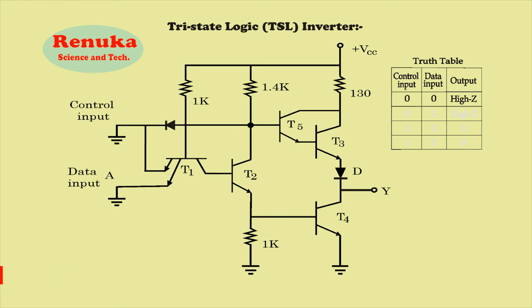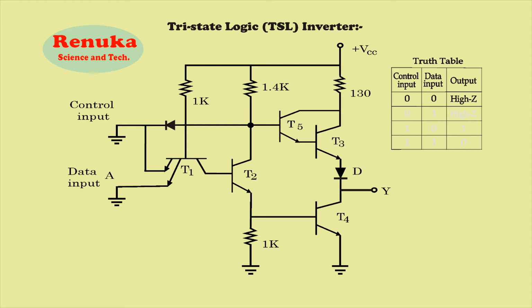If T5 is off, there will be no voltage at the emitter. So the base of transistor T3 is not getting any voltage. So right now T3 is also off. So here at the output you can see both the transistors are off: T4 is off, T3 is also off. In the previous TTL circuits, that is NOT gate, NAND gate, NOR gate, this condition was never arrived. One of the transistors was on and one was off, but here both the transistors are off.